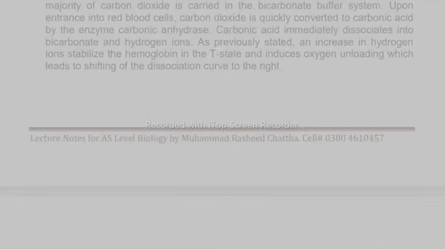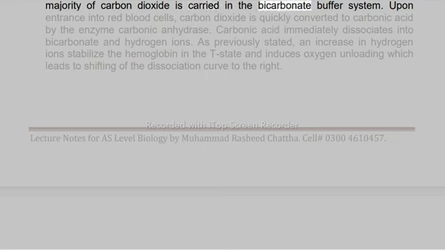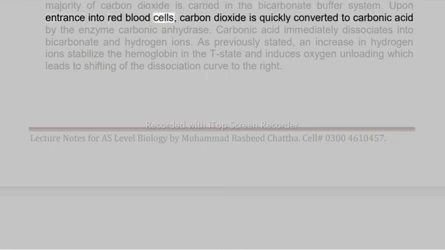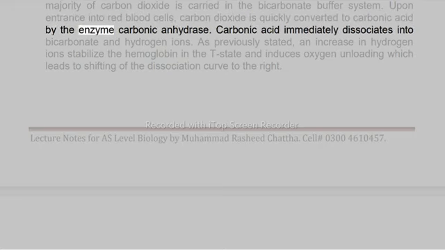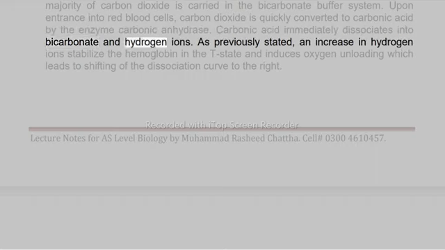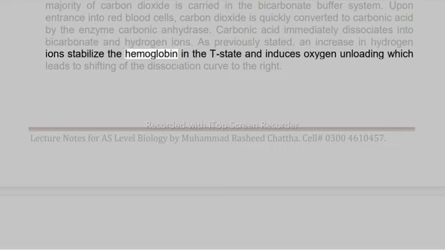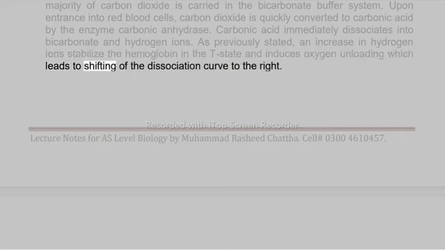The majority of carbon dioxide is carried in the bicarbonate buffer system. Upon entrance into red blood cells, carbon dioxide is quickly converted to carbonic acid by the enzyme carbonic anhydrase. Carbonic acid immediately dissociates into bicarbonate and hydrogen ions. As previously stated, an increase in hydrogen ions stabilizes the hemoglobin in the T state and induces oxygen unloading, which leads to shifting of the dissociation curve to the right.